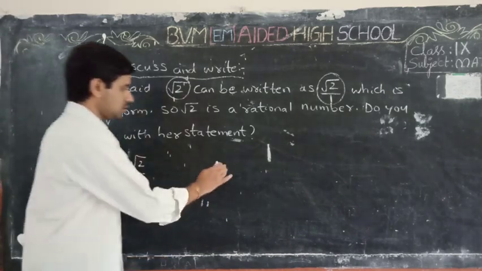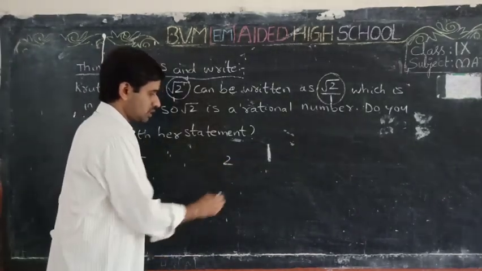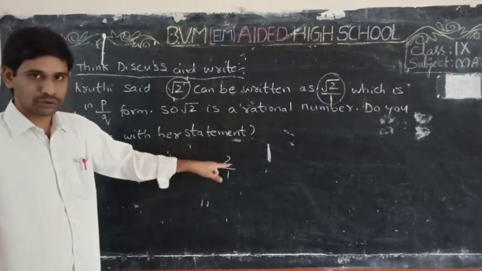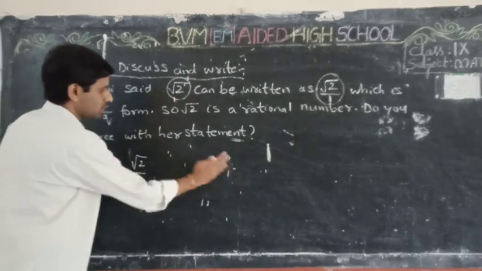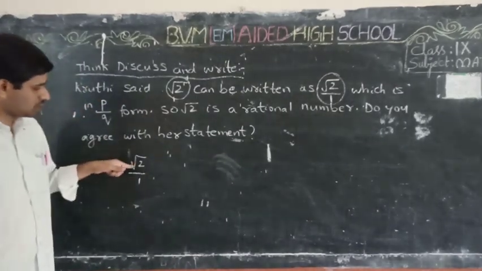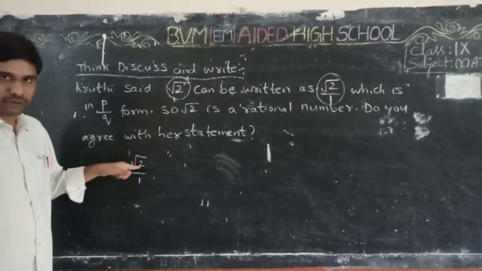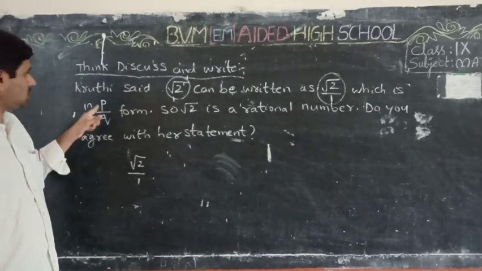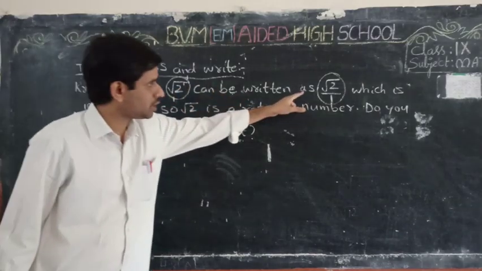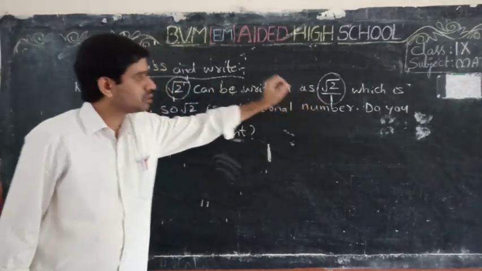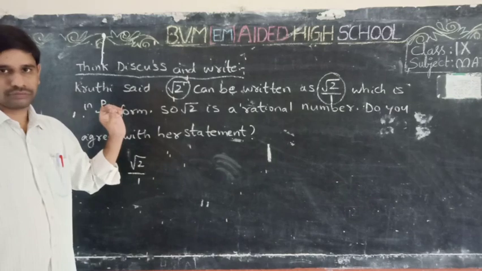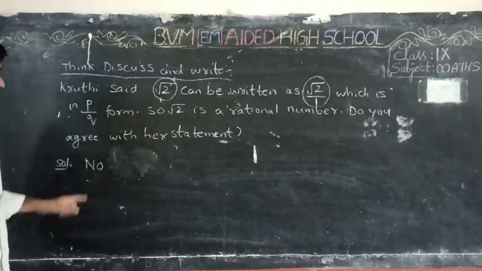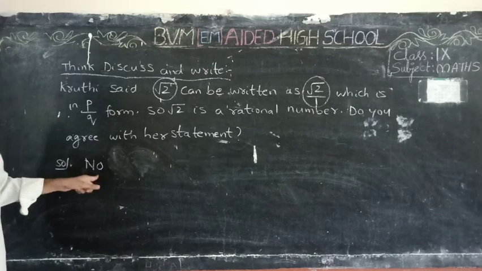We already discussed that 2 is a rational number since it is in the form of p by q. We can write it as 2 by 1. But she wrote root 2 by 1. This is in the form of p by q, so this is also a rational number. She said that root 2 can be written as root 2 by 1, which is a rational form. Is it correct or not? The answer is no.